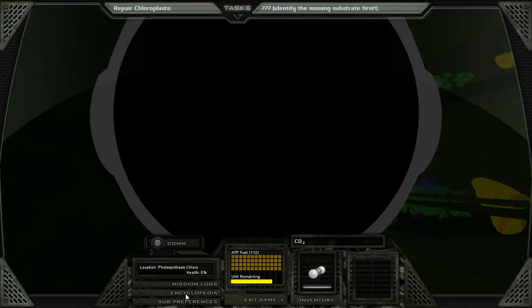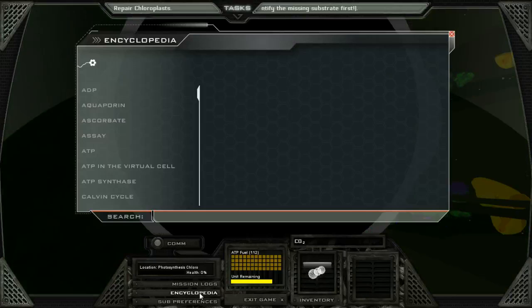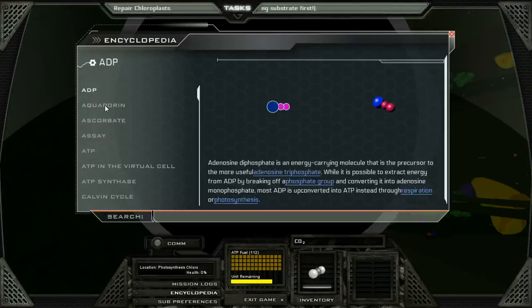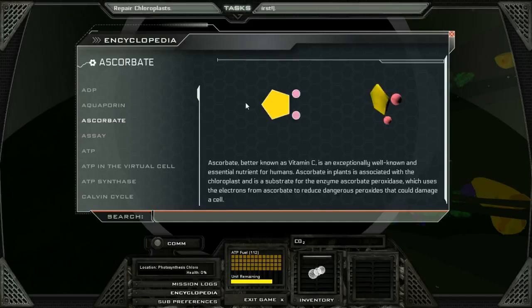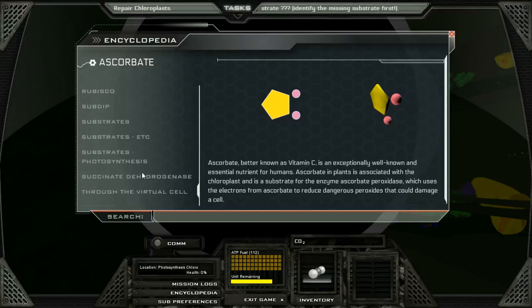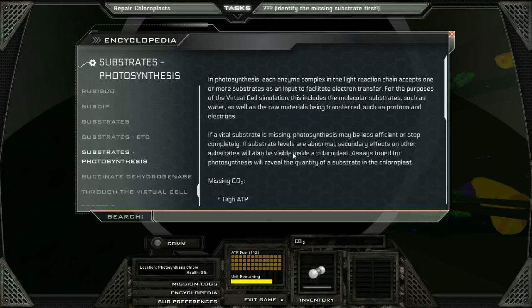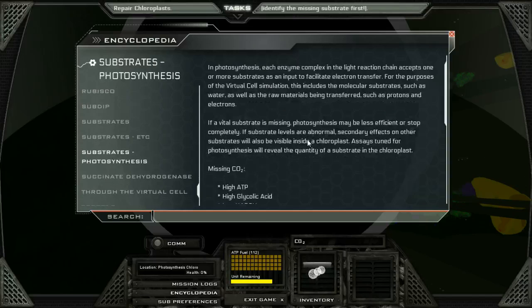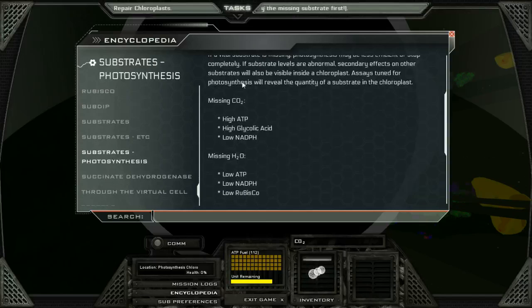I'll show you, we have a little in-game encyclopedia here. It's not going to replace a textbook, but everything that we have in the game is defined in here in some manner. And we have our graphics for it. Ascorbate is, I believe, vitamin C. Yes, better known as vitamin C. So in here, we have an entry on substrates for photosynthesis. And here is where you can check your experiments to see what measurements you need to take.